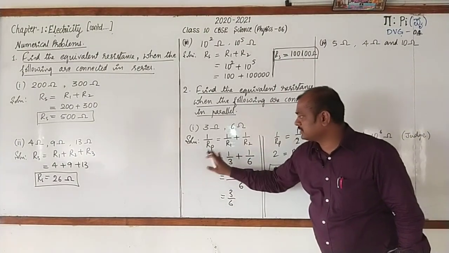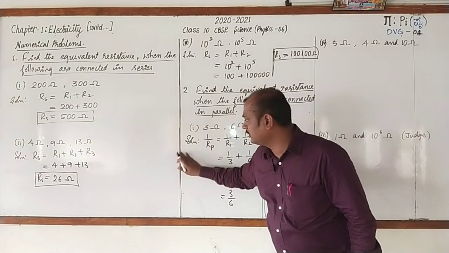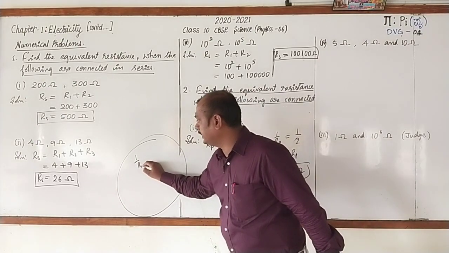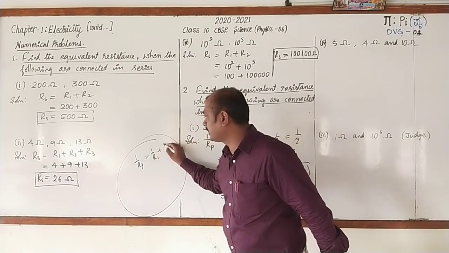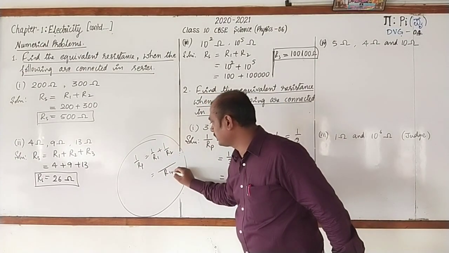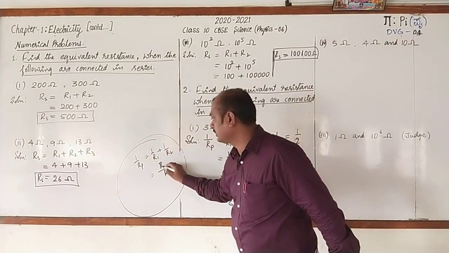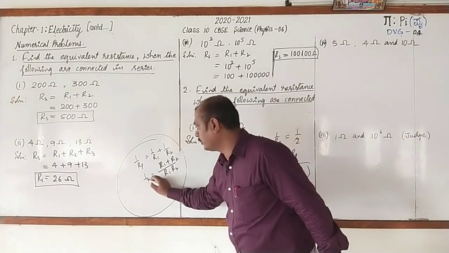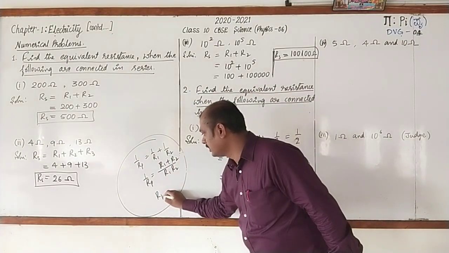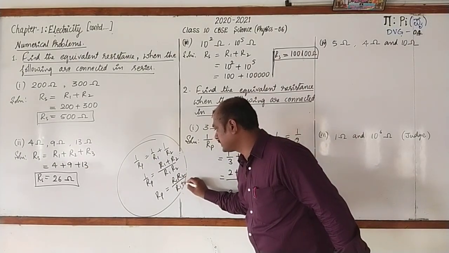Before going to that, let me tell you one thing. Even this formula can be written directly, only for the sake of information. Observe: 1 by Rp is equal to 1 by R1 plus 1 by R2. Here you can take the LCM of R1 and R2, and the numerator will be R2 plus R1, which can be written as R1 plus R2. So 1 by Rp equals (R1 plus R2) by R1 R2. Then what is Rp? Go for cross multiplication. Rp is equal to R1 R2 by R1 plus R2.